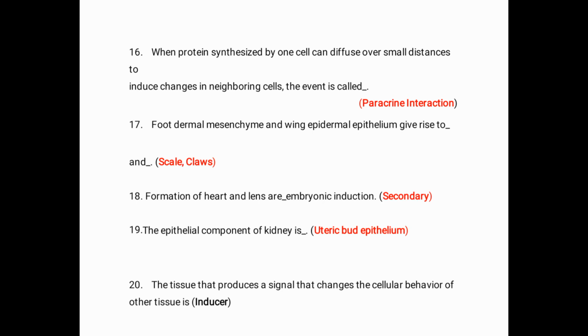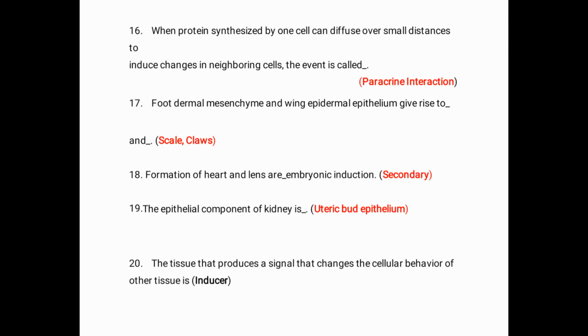18th MCQ: The formation of the heart and lens are embryonic induction. These are secondary embryonic induction. The formation of heart and lens are secondary embryonic induction. The answer is secondary. 19th: the epithelial competence of the kidney, uric bird epithelium. 20th MCQ: the tissue that produces a signal that changes the cellular behavior of the other tissue is inducers. This is the definition of inducers.